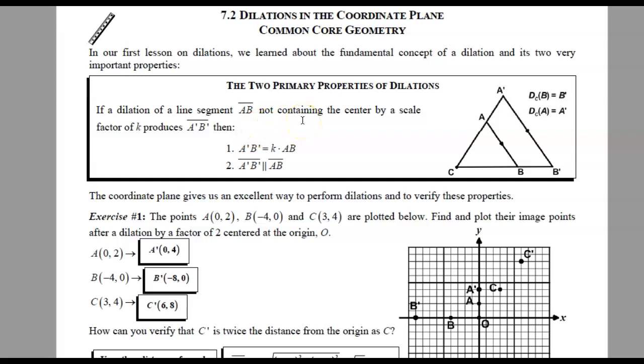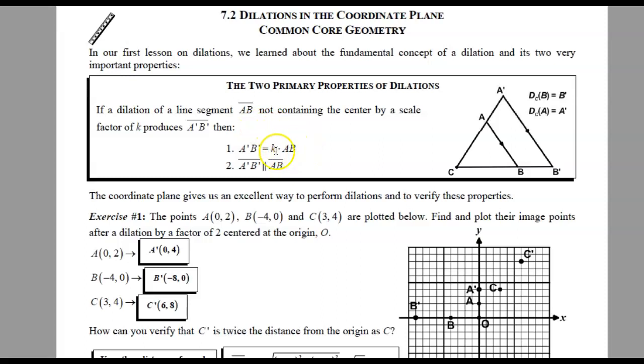All right, in this section, we're going to be taking dilations and putting them on the coordinate plane. But before we do that, let's just recall how dilations work from the first lesson. So we have a couple of primary properties that we finished up the last lesson with. When we do a dilation, there's always going to be a scale factor, and that scale factor is usually denoted with the letter K. It is going to be greater than 1 if we have an enlargement.